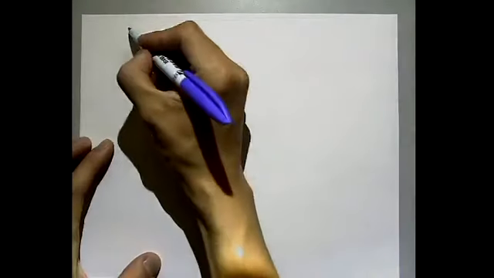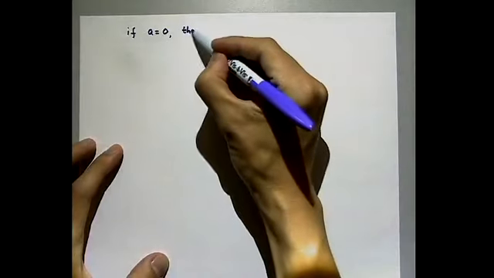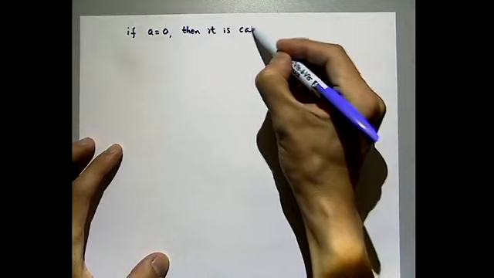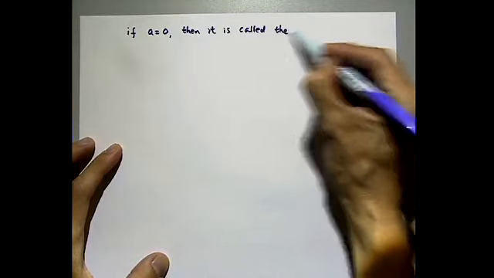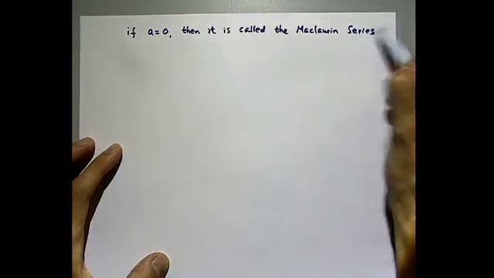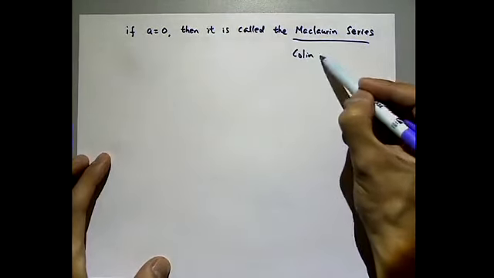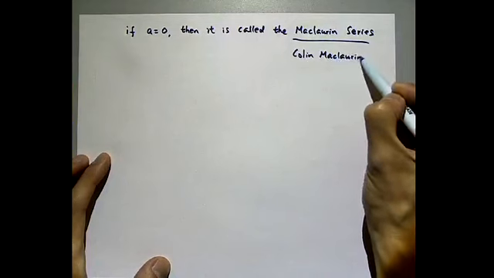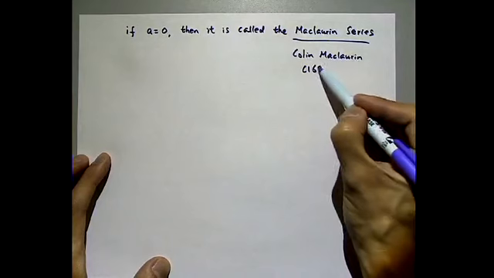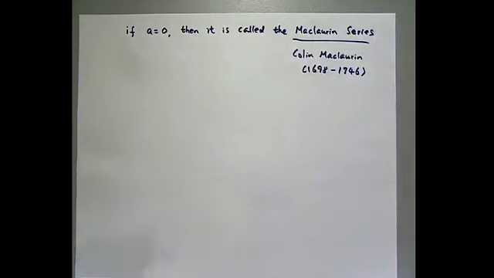Oh, by the way, almost forgot. If a is equal to 0 specifically, then the series is called the Maclaurin series. It's named after this guy, Colin Maclaurin. He came a few years after Taylor. Irish guy. So one's English, one's Irish.